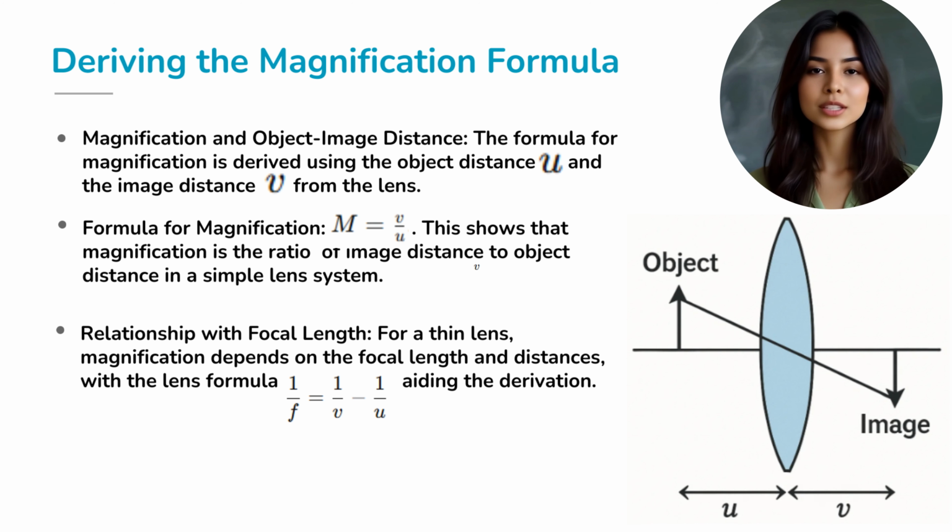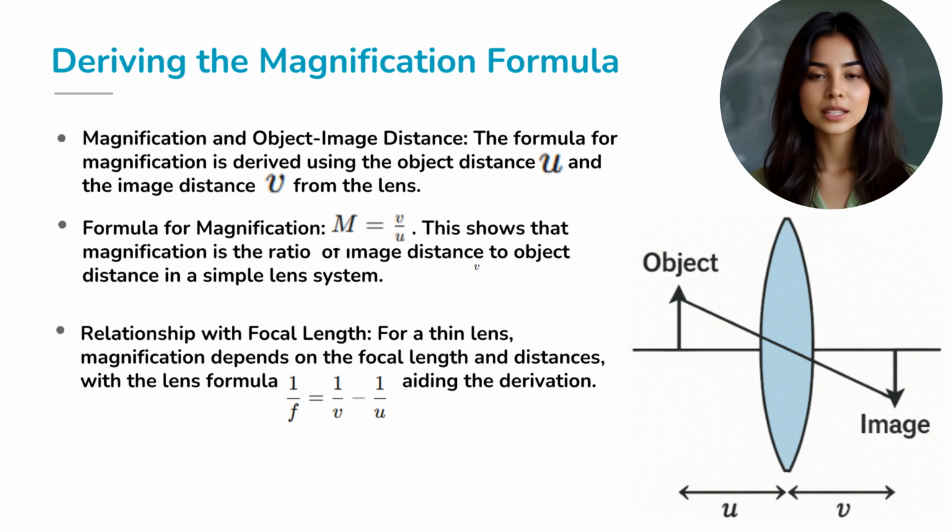Now, how does this connect with focal length? For a thin lens, the relationship is governed by the lens equation 1/f = 1/v − 1/u. By combining this with our magnification definition, we can see how the size of the image depends not just on distances, but also on the focal length of the lens.